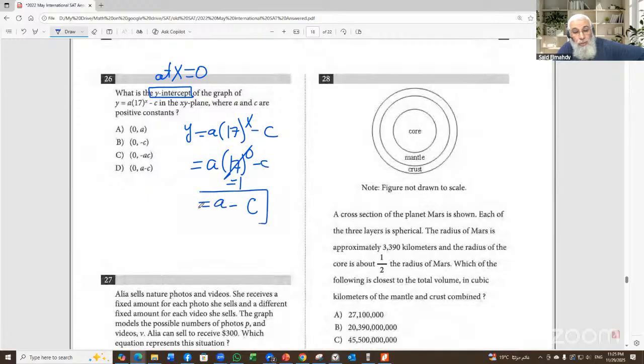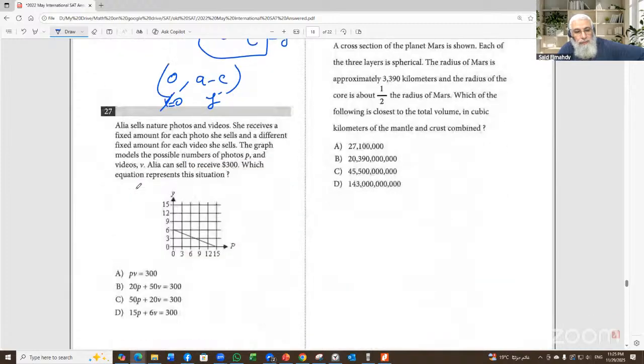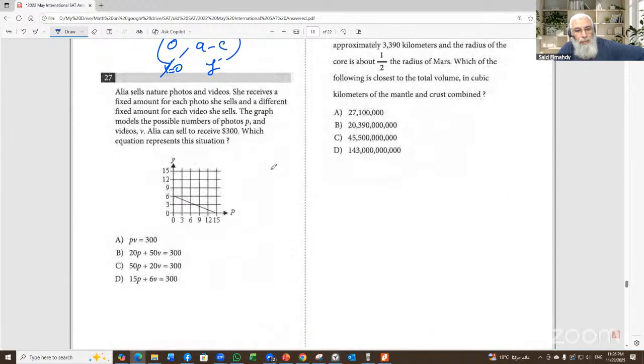So the equation gives a minus c when x is 0. X is equal to 0 and y is equal to this, so the point is (0, a minus c). This is correct.